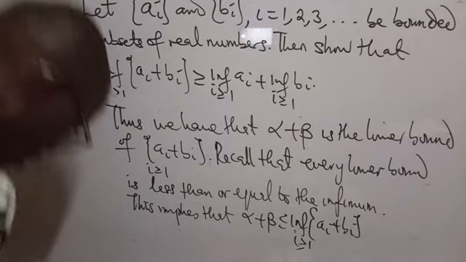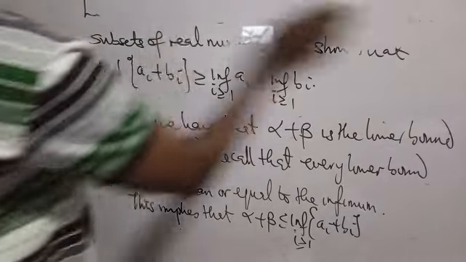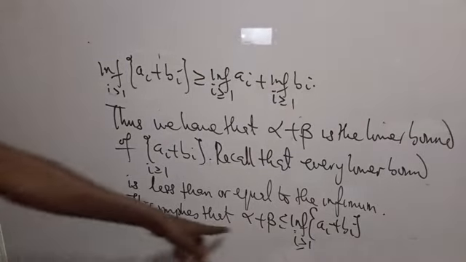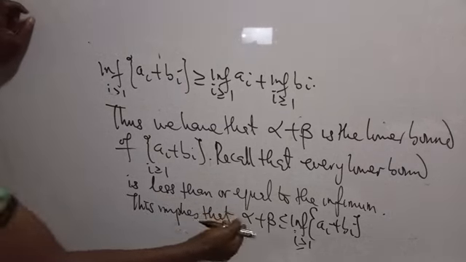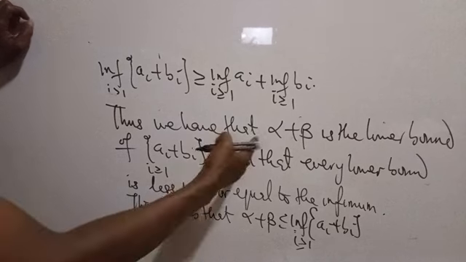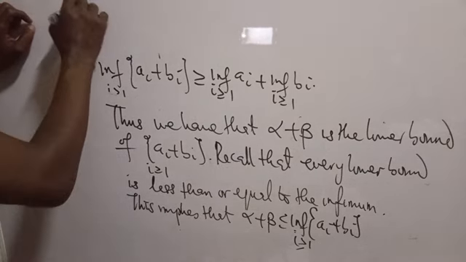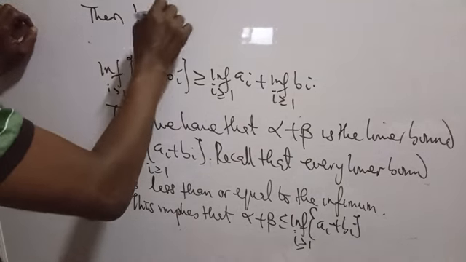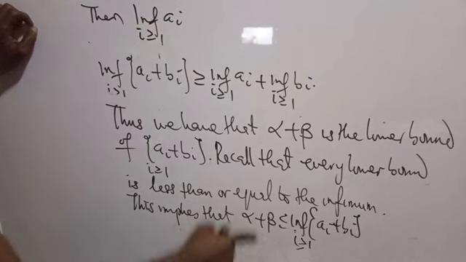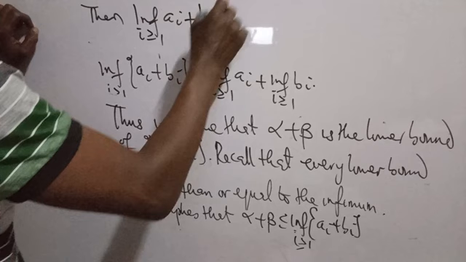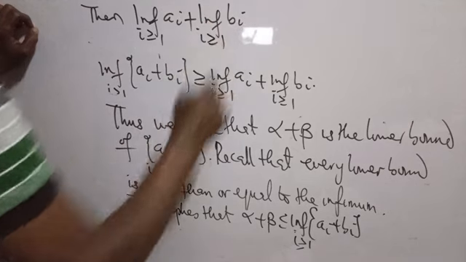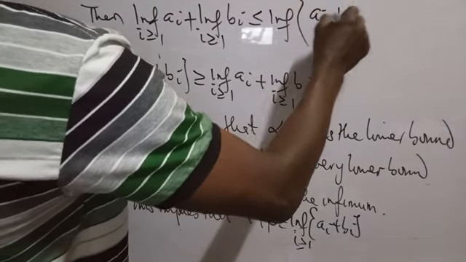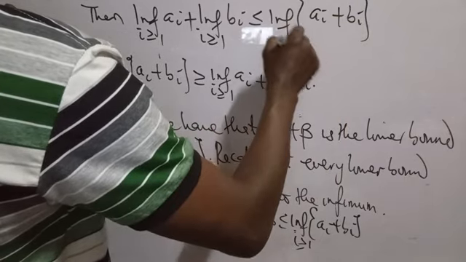Okay? So you can finish it up here. With this statement now, it implies that alpha... what does alpha represent? Alpha represents, from our assumption, the infimum of A_i. So the infimum of A_i, i greater than or equal to 1, plus the infimum of B_i, i greater than or equal to 1, is less than or equal to the infimum of the sum of the two, i greater than or equal to 1.